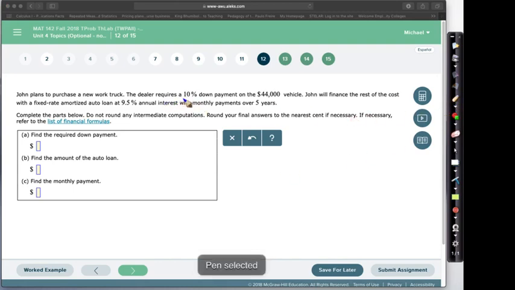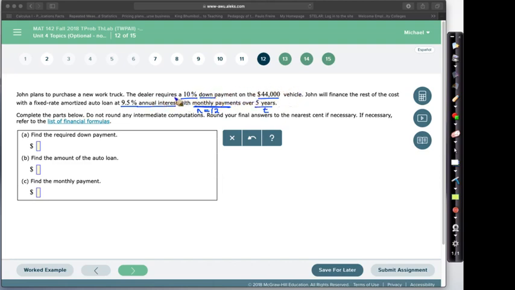So I go through, again, just pick out the numbers: 10%, and that's a down payment, 44,000, 9.5% in 5 years. So 9.5, that's an annual interest rate. I pick out some of the words like making monthly payments. That's going to suggest to me, if I use any formula, that N is going to be 12, or 12 payments per year. The years is my time, so there's my T.